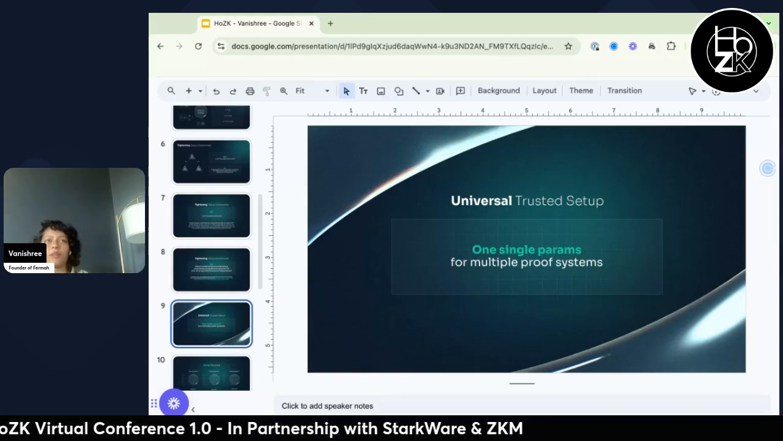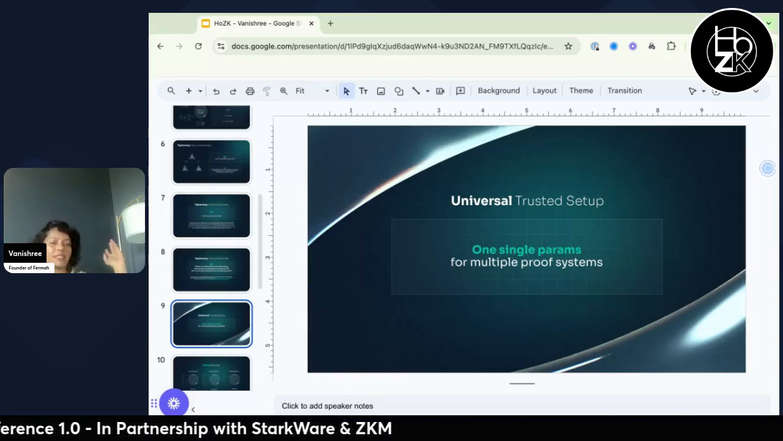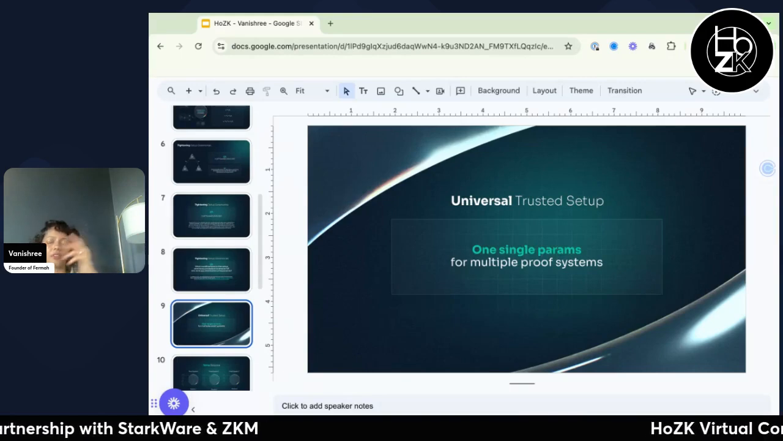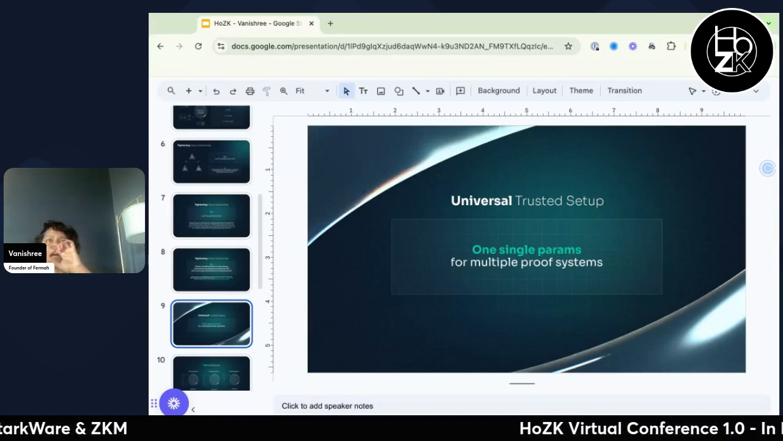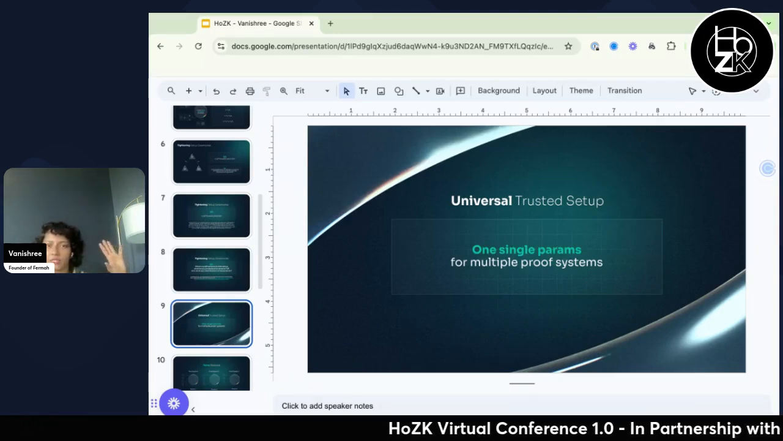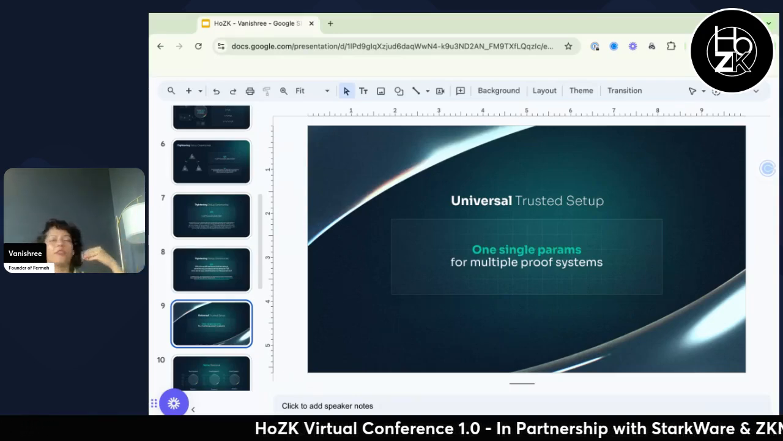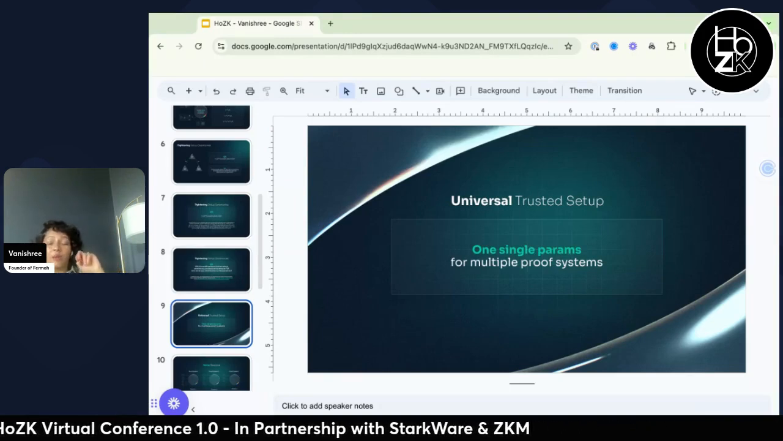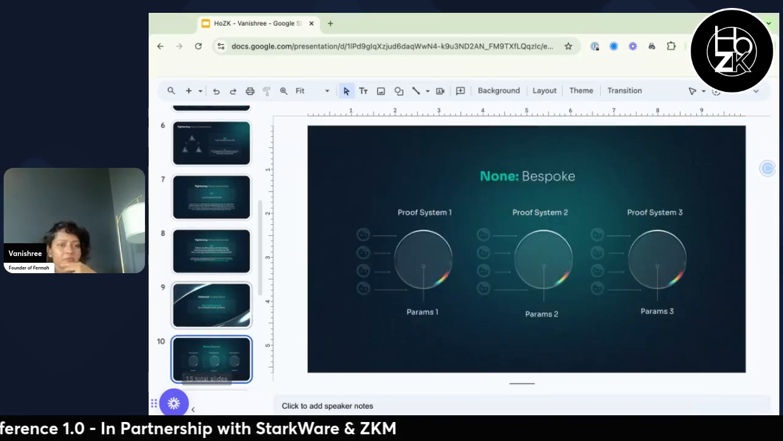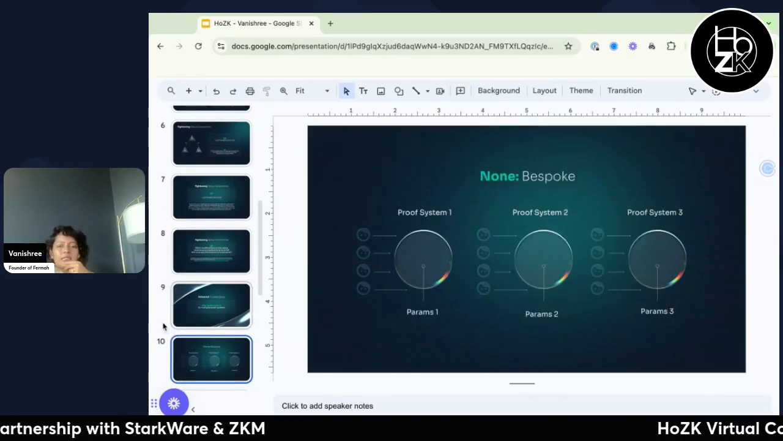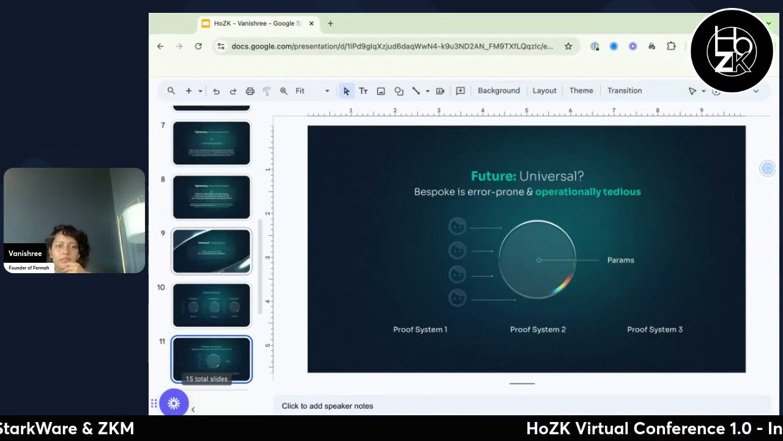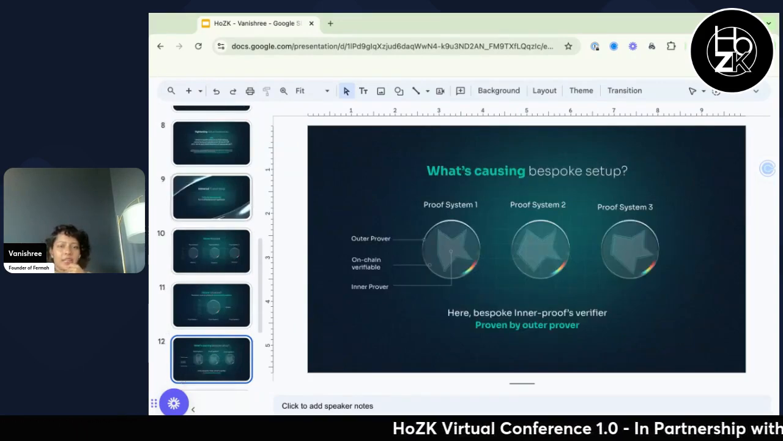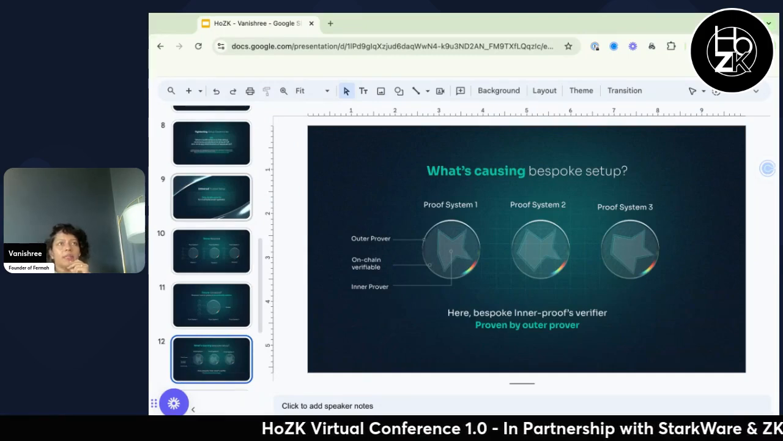Now, won't it be amazing? Given all those amazing things, it'll be further amazing to have one single universal trusted setup for the entire world, for however many proof systems. How do we get there? Okay, let's see.